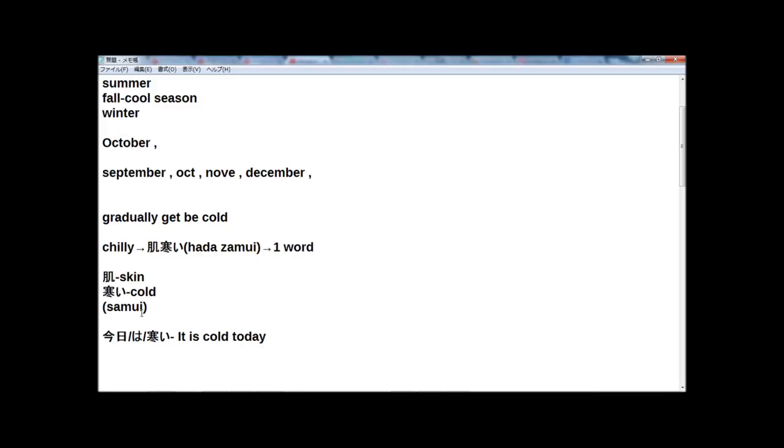So when we use this kanji word 寒い as one word, you read this kanji as zamui in hadazamui, not divided, hadazamui. And in this case, samui, because this is an independent word in this sentence. 今日は寒い. Okay, not 今日は寒い, but the right way, 今日は寒い.